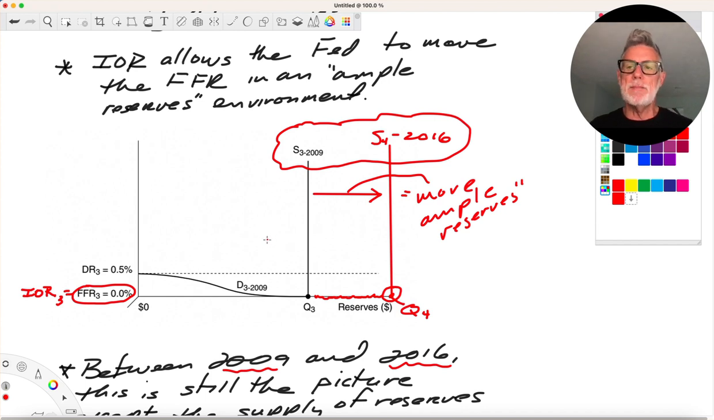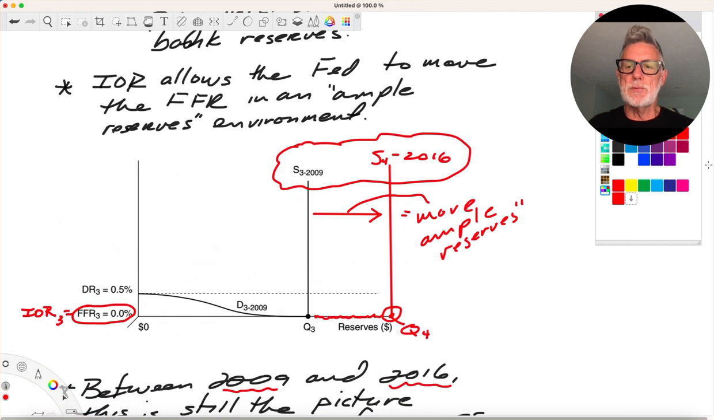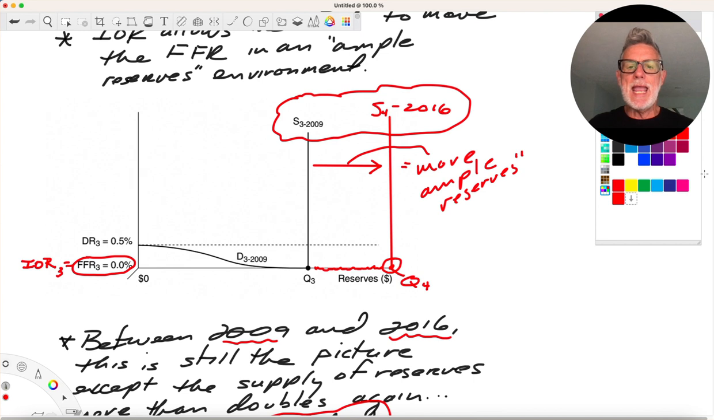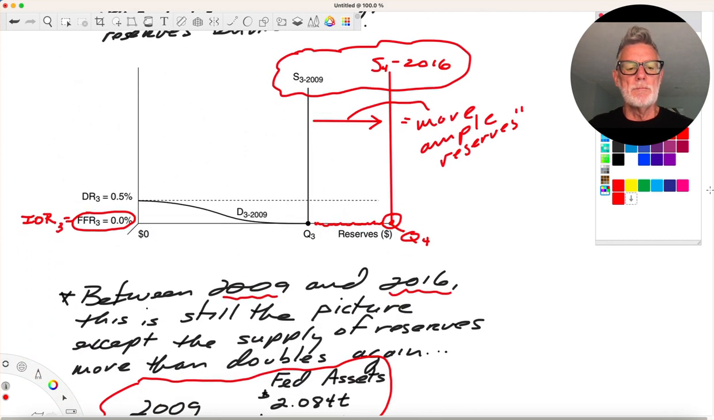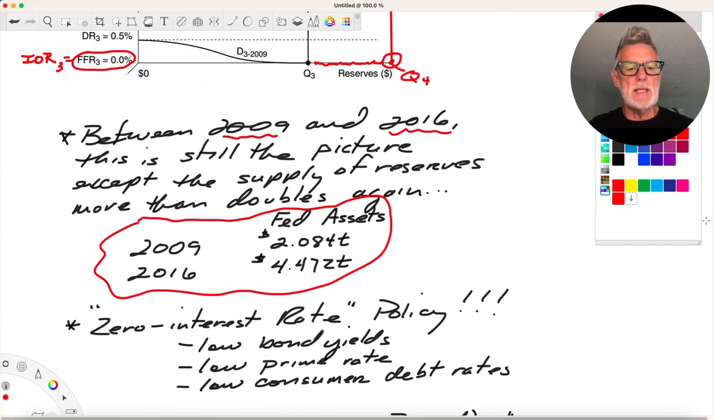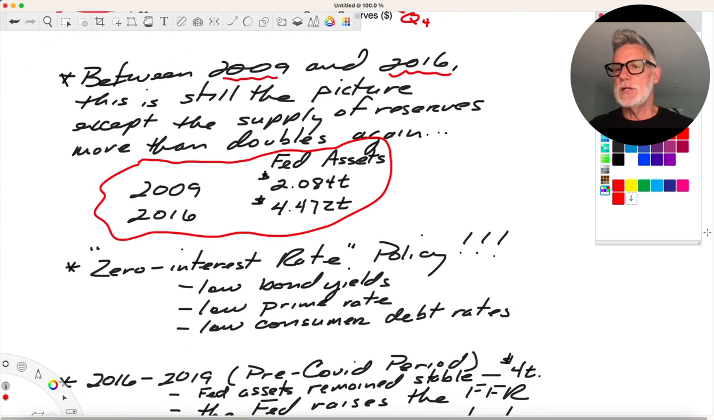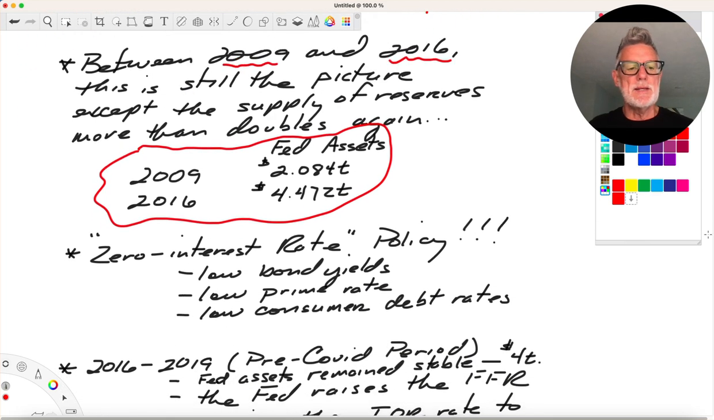And this was a point I made in the last video, and I want to make it again: in an ample reserves system, this is really the principle you need to pull from this, where the supply curve is hitting the demand curve at 0%, the Fed cannot control the federal funds rate using open market operations. Just cannot move that rate. So the Fed needs to use another tool, and that tool will turn out to be the interest on reserves, and I'll talk about that in a minute.